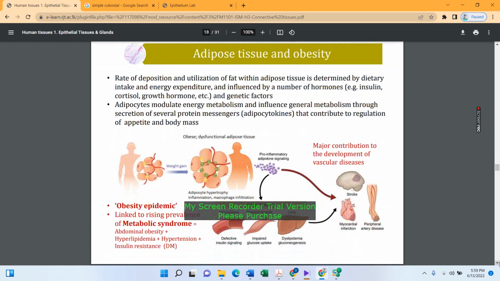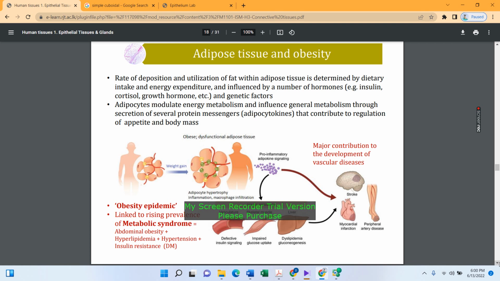So adipose tissue and obesity: the rate of deposition and utilization of fat within adipose tissue is determined by dietary intake and energy expenditure, and influenced by a number of hormones like insulin, cortisol, and growth hormone. So if there are defects in the production of cortisol, growth hormone, or insulin, that can affect obesity. And several genetic factors also affect obesity.